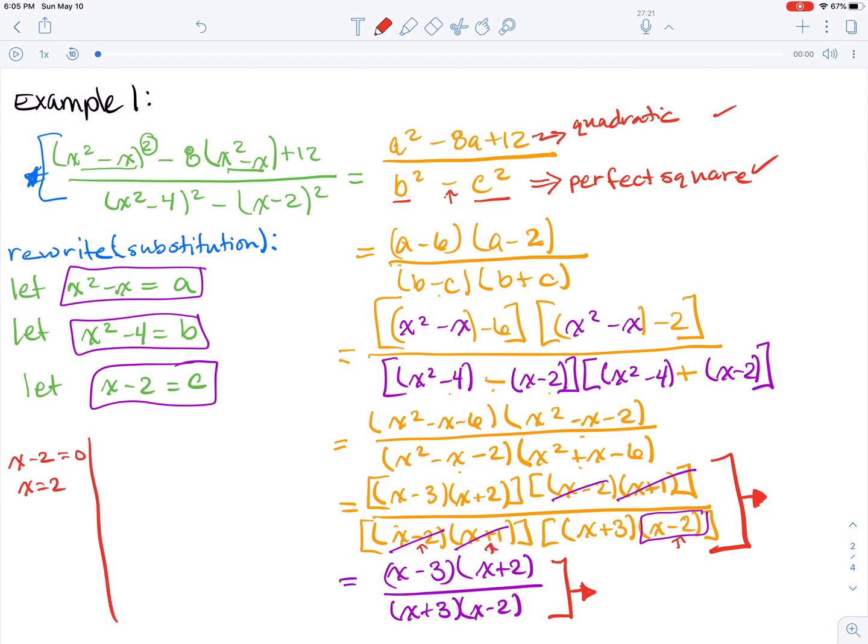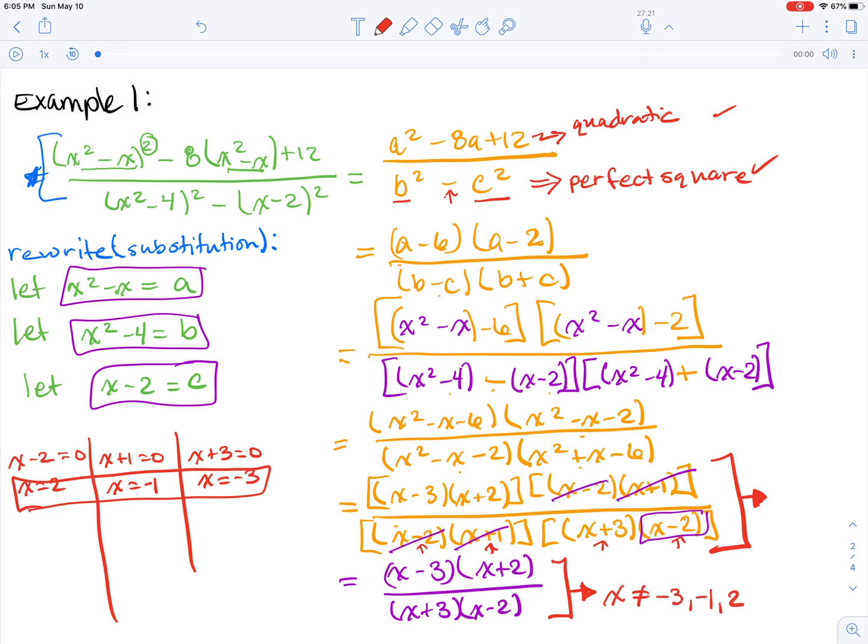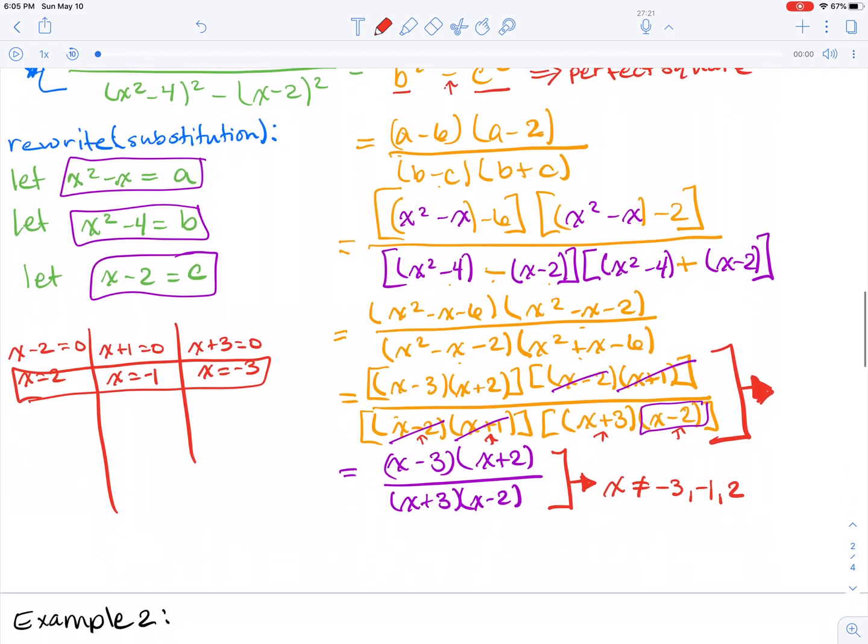Do I have another one? Yes, I have x plus 1. x plus 1 equals 0. x equals negative 1. Do I have another one? Yes, I have x plus 3. Set that to 0, solve for x equals negative 3. So these are my non-permissible values. So that means x cannot equal minus 3, minus 1, and 2. So again, make sure you always go back to that line before you wrote down the divided factors of numerator and denominator to find your non-permissible values.